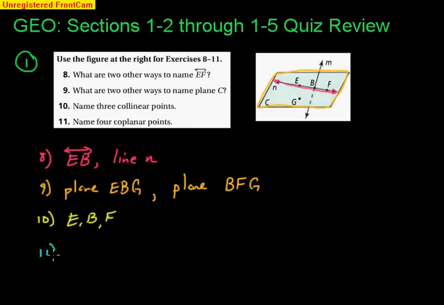Okay, and then number 11, name 4 coplanar points. This is the plane, okay? You have E, B, F, and G. C is not a point. So E, B, F, and G. Now, say there was a point down here, and we'll call it point A. A is not on the plane, so it would be non-coplanar with those 4. If you have a point on this line that is not resting on the plane, it's going through the plane. So A would not be on the plane. It would not be coplanar.